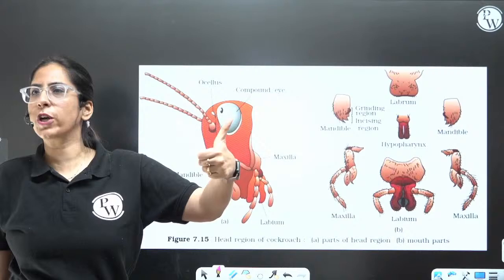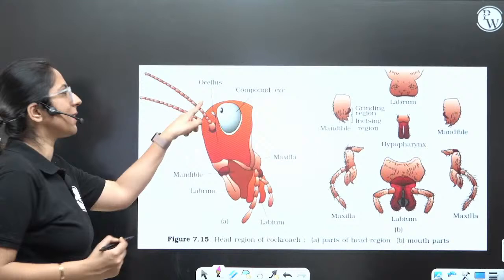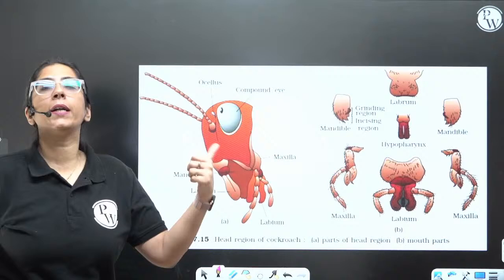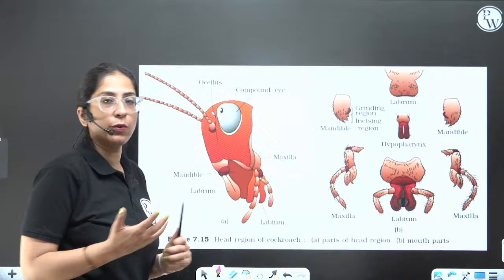Okay. Now, here, compound eyes are there. Ocellus, right? Simple eye, as I've told you. These are the mouth parts. Can you see what type of mouth parts are present? Biting and chewing type.